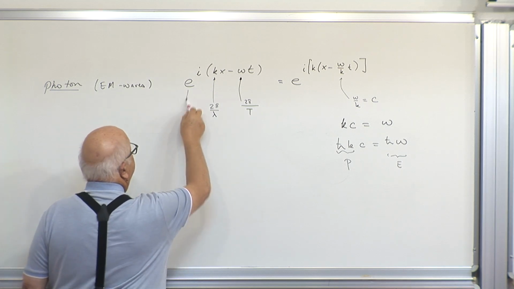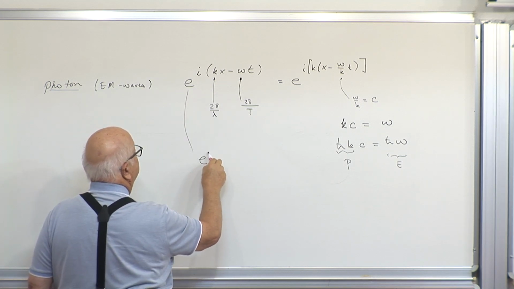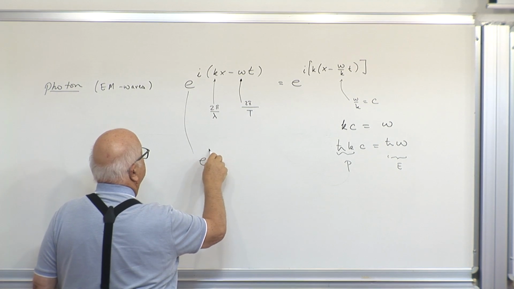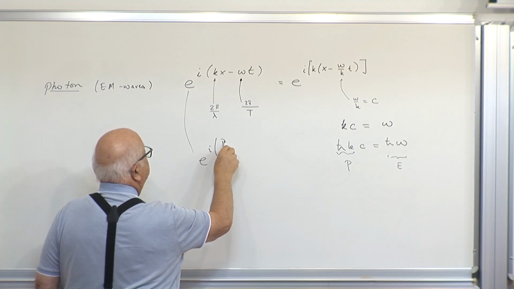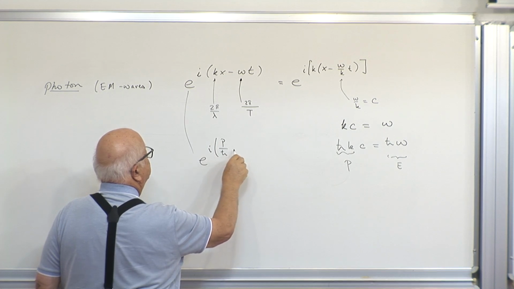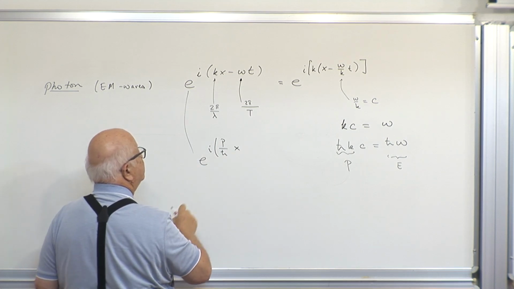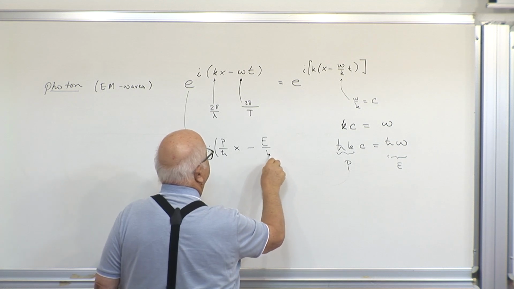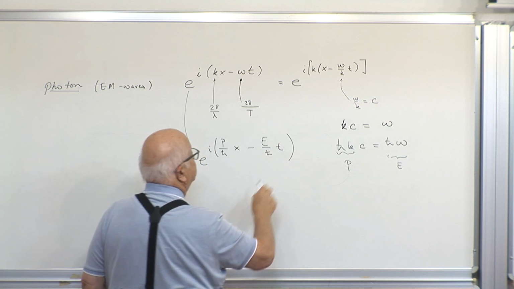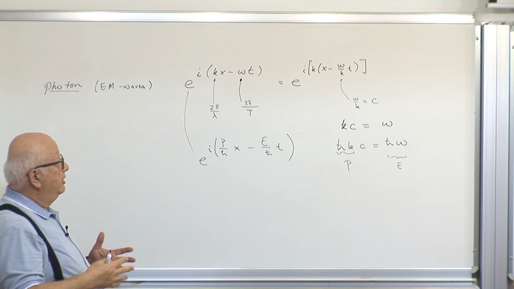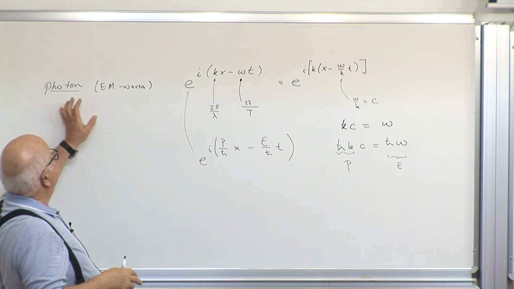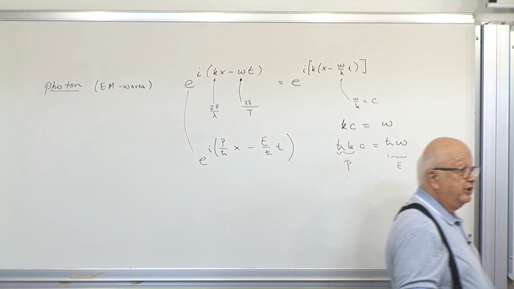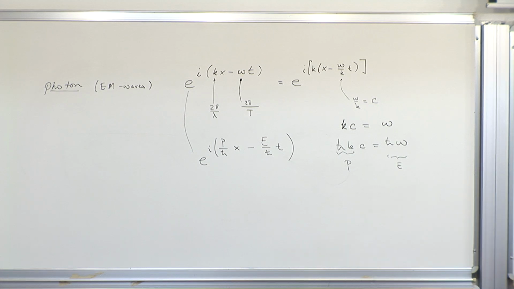So this wave I can write as e to the i, p over h bar times x minus energy of the photon divided by h bar times t. Okay, so the wave corresponding to the electromagnetic wave has this property.